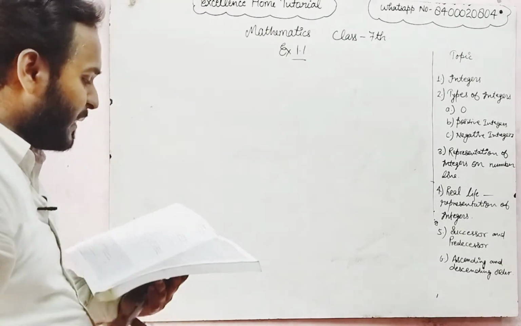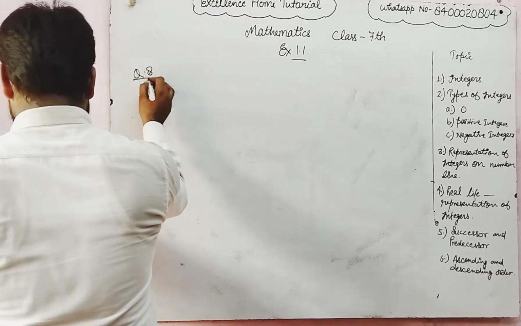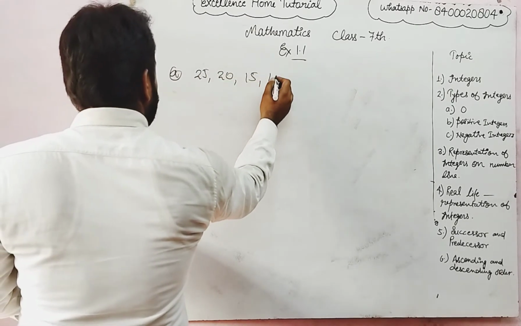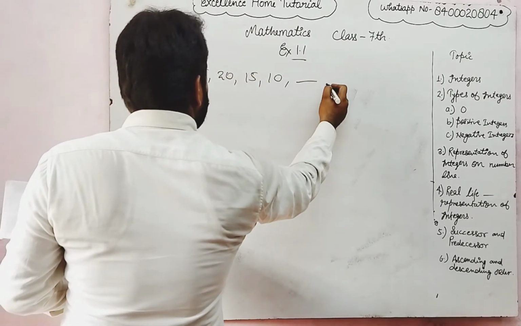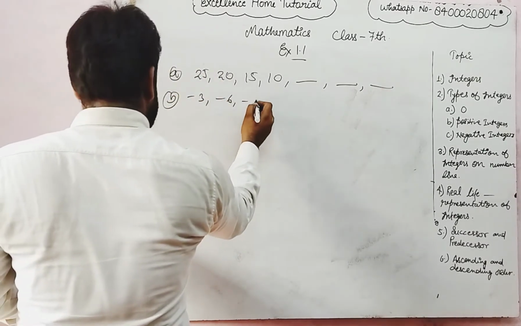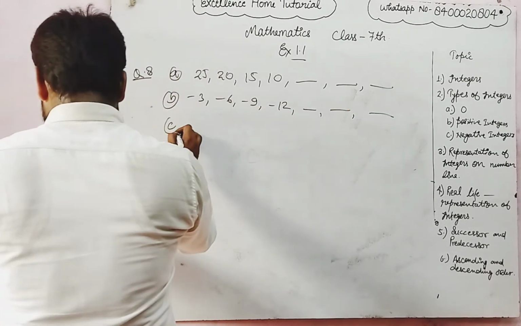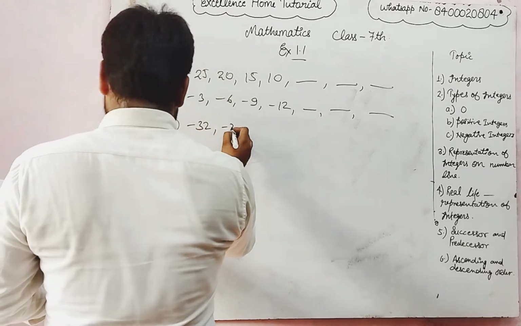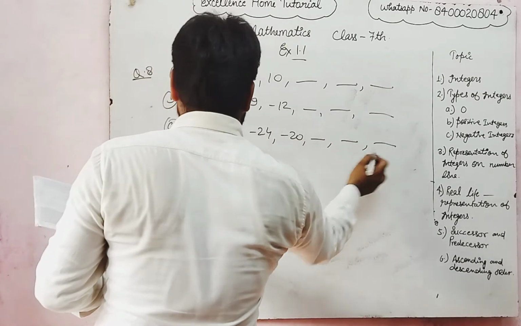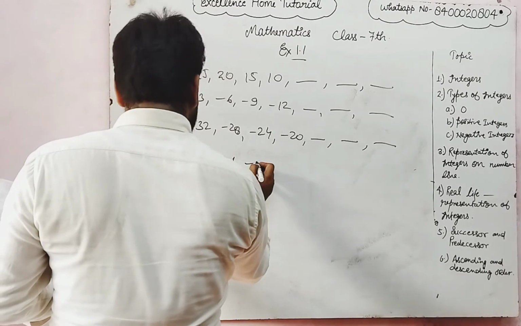Question number 8 is a pattern in which we have to fill in the blanks. Question number 8. A: 25, 20, 15, 10. After that we have to fill 3 numbers. B: -3, -6, -9, -12. After that 3 vacant positions. C: -32, -28, -24, -20. D: 9, 5, 1, -3.